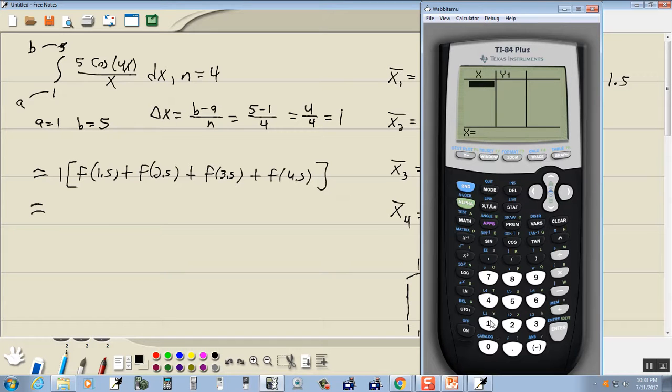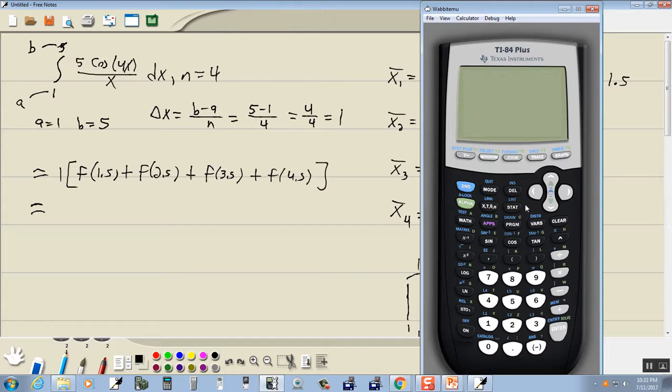Now I could type all these in, so I could do 1.5, 2.5, 3.5, 4.5, and that gives me those values, whatever they might be, added together. You can also do it another way.